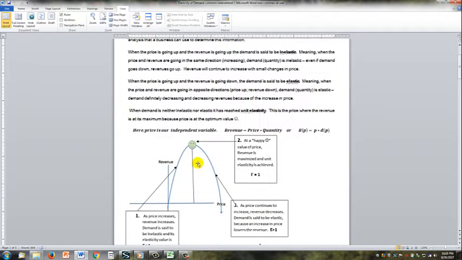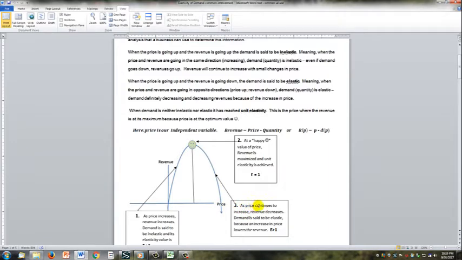So that is over here on this part of the graph. Here's my revenue function. And over on this side, price is going up and revenue is going down. And so the demand is said to be elastic. So that looks like number 3 here.